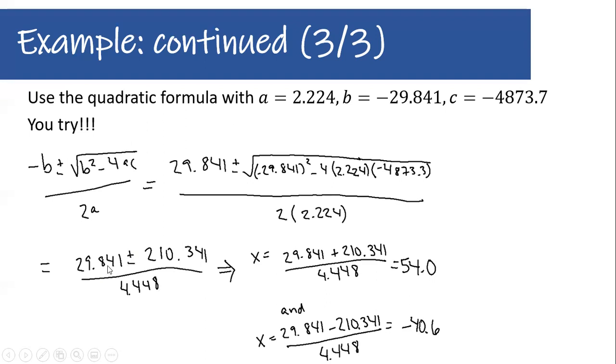Remember that plus or minus means one time we're going to do plus and the other time we're going to do minus. So one value of x will be with the plus and another value of x will be with the minus. So we get x equals 54 and x equals negative 40.6.